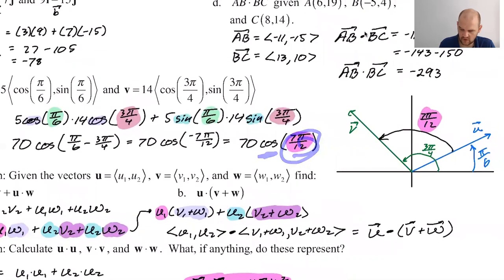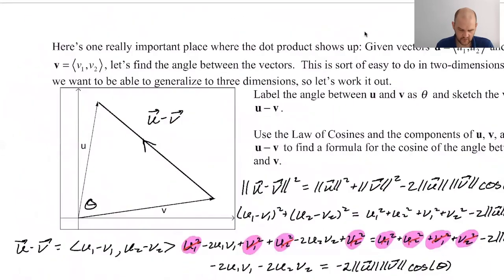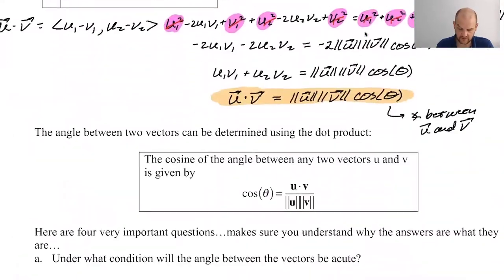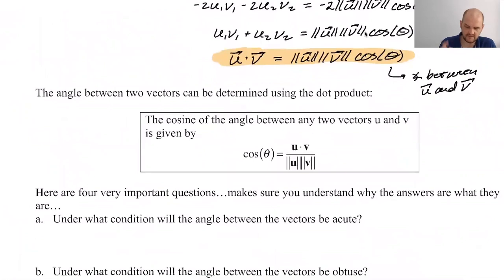7 pi over 12 was the angle between the vectors. We actually already used this, even though we didn't know it. It just naturally shows up when you try to find the dot product using the magnitude unit vector format, or magnitude direction angle format, however you want to call it. So this is good: mag cosine.